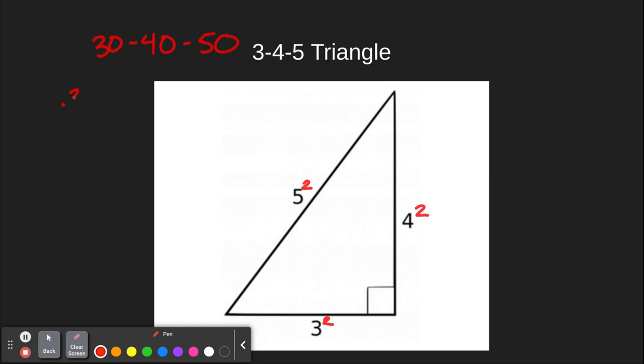It could be 0.3, 0.4, and 0.5. You could try that if you want. That works. It could be 6, 8, 10. Try that. That works. So I want you to be aware of this, because seeing this can save you a lot of time on exams. So just beware.